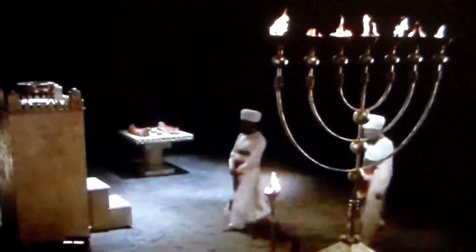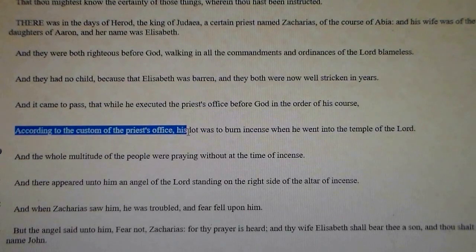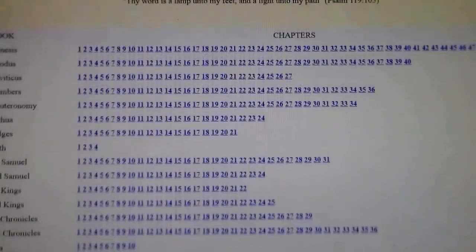And verse 8, "And it came to pass that while he executed the priest's office before God in the order of his course." And what was he supposed to do? Verse 9, "According to the custom of the priest's office, his lot was to burn incense when he went into the temple of the Lord." So we know that if we can get that date, we could derive the year that Jesus Christ was born, because we know that John the Baptist and Jesus were separated by 6 months. So what do we need here? Well, let's go to the course of Abiah. It's mentioned in the book of 1 Chronicles 24, chapter 24.